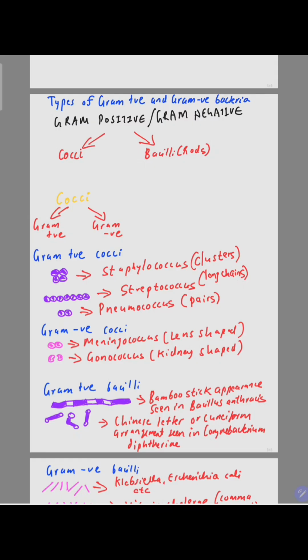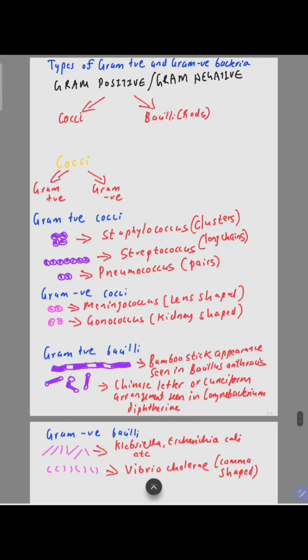So this is about gram-positive cocci. There are again various arrangements like tetrads and octads, but I won't be discussing that here. Now gram-negative cocci, mainly we have meningococci, which are lens-shaped, and gonococci, which are kidney-shaped, as visible here. Now lastly, we have the gram-positive bacilli and gram-negative bacilli. Gram-positive bacilli examples are Bacillus anthracis, which shows a bamboo stick appearance, and Corynebacterium diphtheriae, which shows a Chinese letter or cuneiform arrangement.